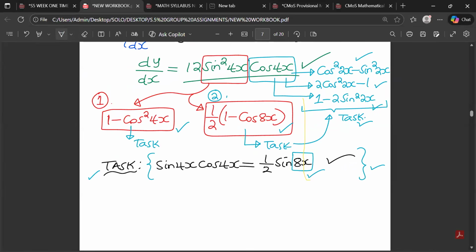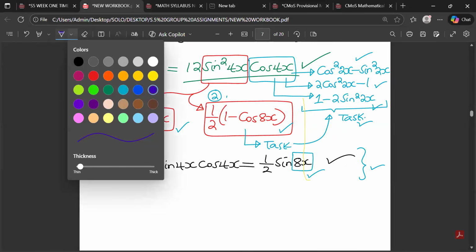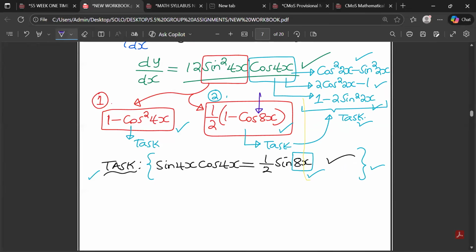The question has 8x, you just know I'm taking this route. When the question wants 8x as the final answer, you just know I'm taking this route. If it is having cos squared, you just know I'm taking this route which has cos squared. If it is cos squared 2x, you're taking this route. If it is cos squared 4x, you're taking this route. So depending on what the examiner wants, you should know all the pathways.